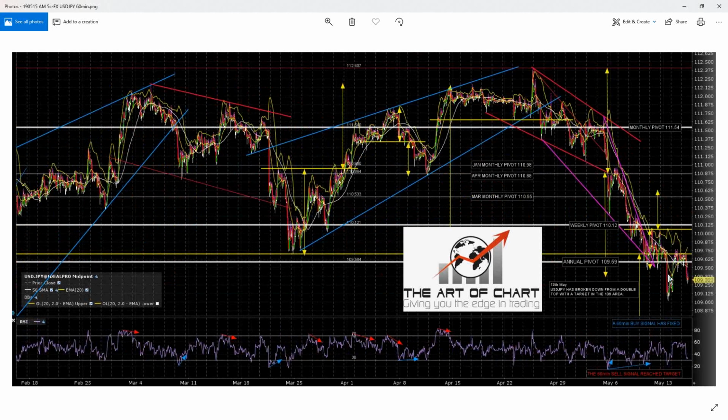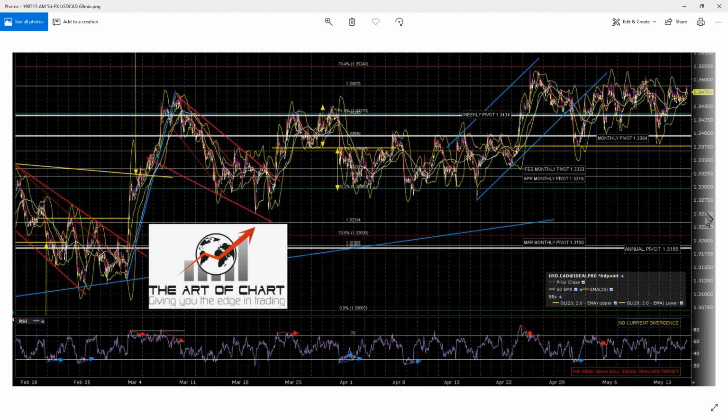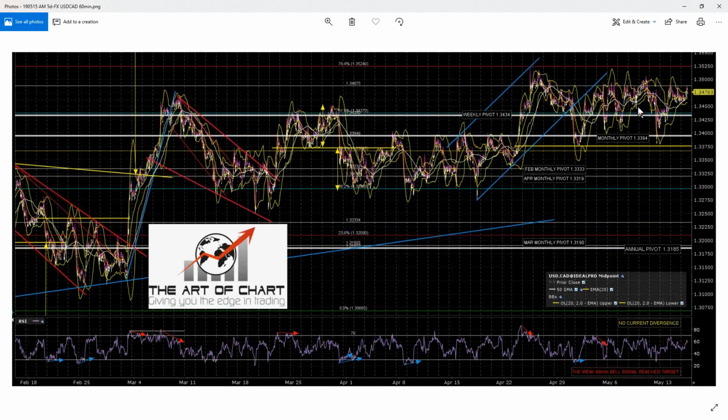USDJPY. USDJPY we have broken down, we have back tested, and at the moment I'm not seeing anything to indicate that we're not on the way back down to the double top target in the 106 area. We shall see. USDCAD, that's been kicking around here. If DX is about to break up into a retest, chances are we're going to see that retest again on USDCAD, and that's why it's been hanging around here waiting for that retest.